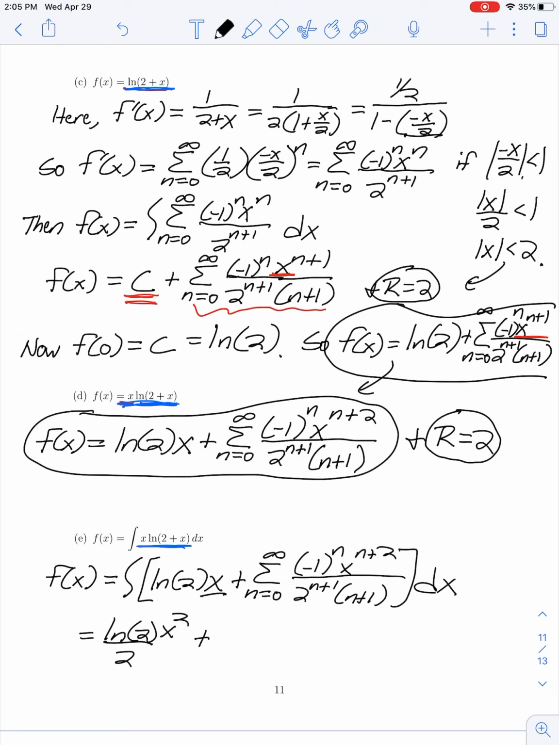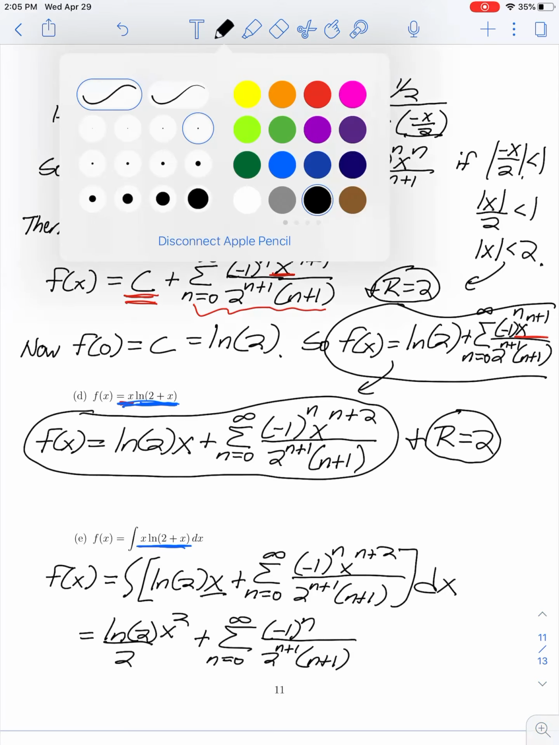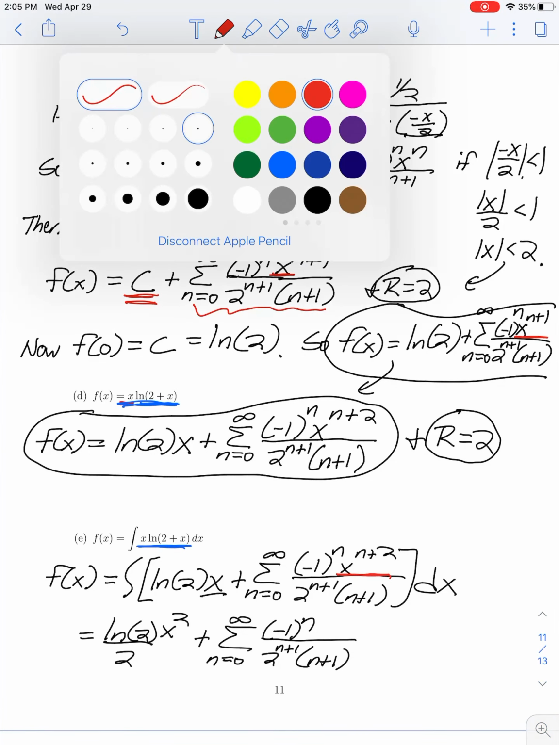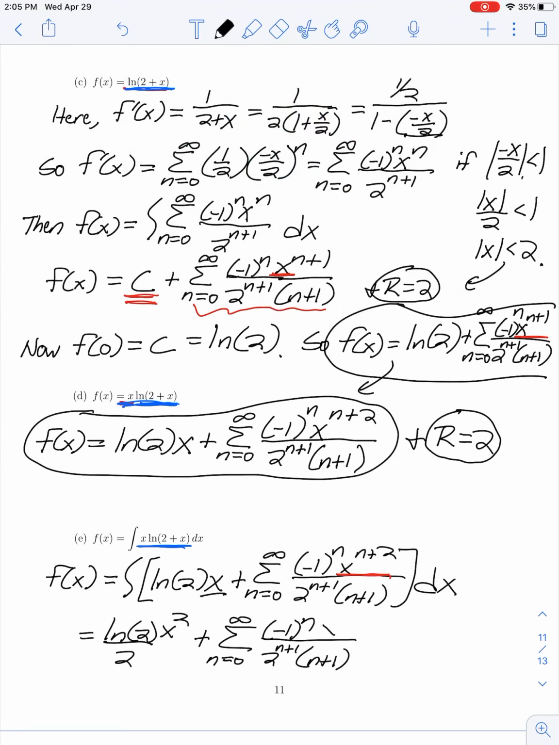And then for our series, we can integrate term by term. So we have here the sum from 0 to infinity of negative 1 to the nth divided by 2 to the n plus 1 times n plus 1. And then the antiderivative of our x to the n plus 2 with respect to x is x to the n plus 3 divided by n plus 3.